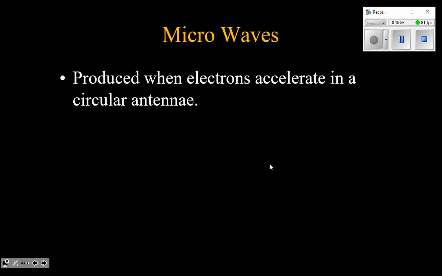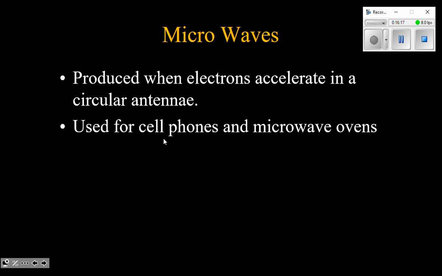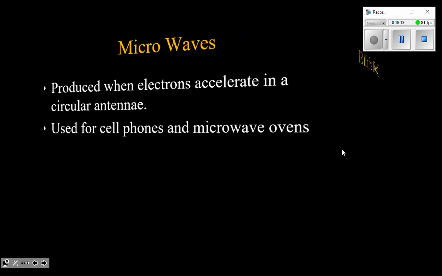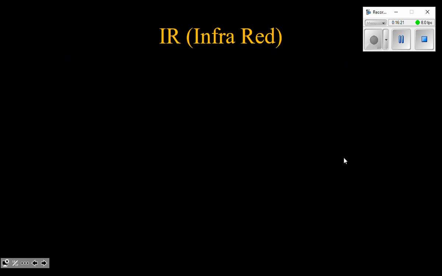Microwaves. Microwaves are produced when you accelerate electrons in a circular motion. So inside of every cell phone and in every microwave, there is a little mini cyclotron, which sends electrons around in a constant circle, constant speed, but because they're always changing direction by going in that circle, they do produce microwaves. Used for cell phones and microwave ovens. Infrared, IR.